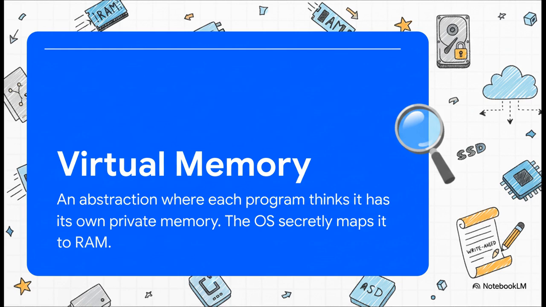Here's the idea. The operating system tells every single program, hey, don't worry, you have your very own massive private memory space all to yourself. Think of it like this. Every apartment building on a street can have an apartment 101. There's no conflict because they're in different buildings. The computer does the same thing. It gives every program its own virtual building and then secretly maps those addresses to the real, physical RAM.